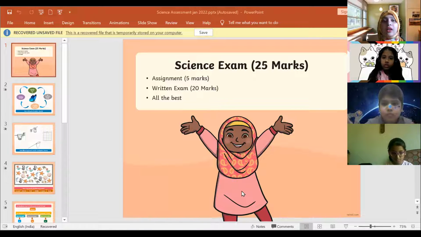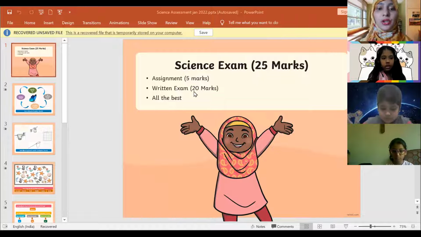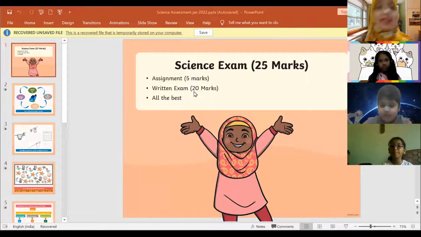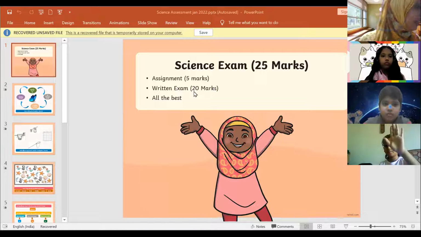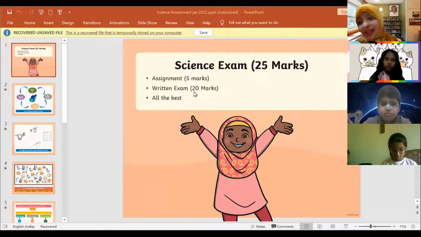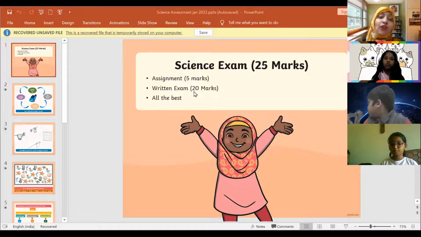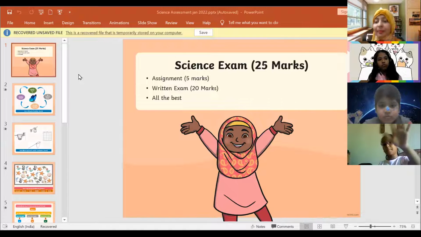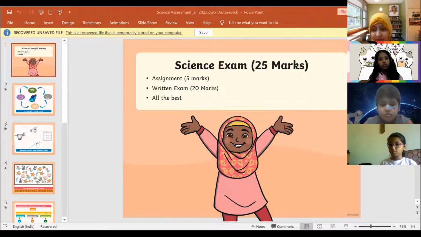Okay, so yes, ma'am. Assessment consists of 25 marks. 5 marks are for your assignments. If you have completed all your assignments, you will directly get 5 marks. And 20 marks are for the written exam. Whatever you're going to write, you are going to get 20 marks for that. So all the best. The paper is very, very simple.